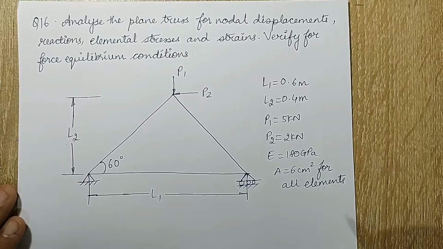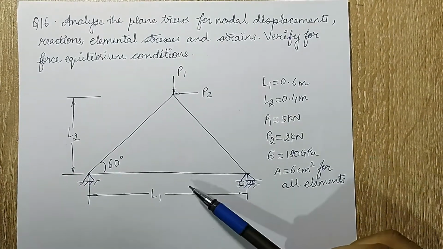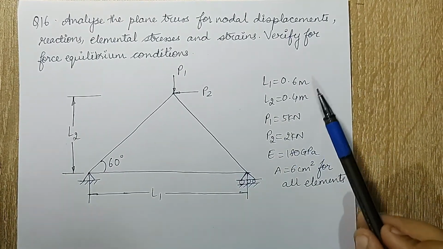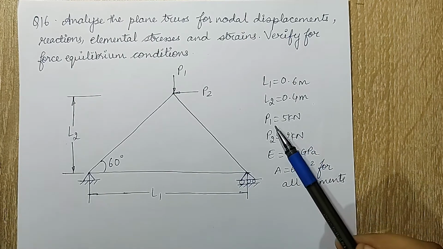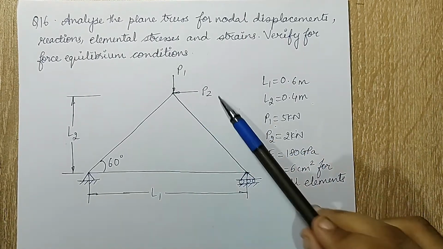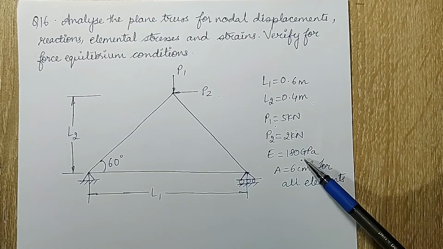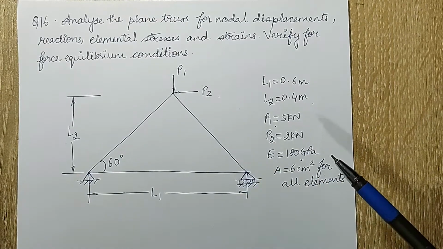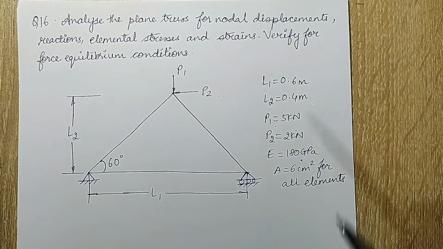So this is the truss which is given to me. The values of L1, L2 are given in meters. I'll convert them into mm. P1 is given here. P2 is also given. E, Young's modulus, is given for the elements, and area for all elements is given as 6 centimeters square. Again, I'll convert as per my requirement.